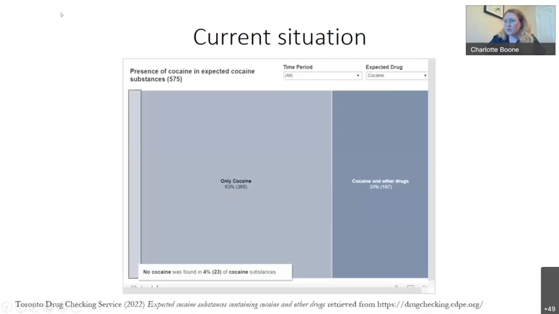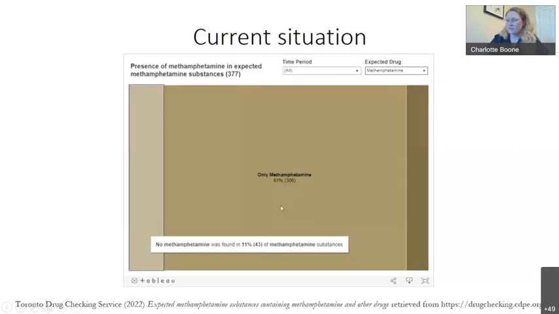And important to note as well, it's not just fentanyl supplies, it's also the rest of the unregulated drug market. So here we see the Toronto Drug Checking Services last 575 samples of what people expected to be cocaine. And a significant portion, 33%, contained cocaine and other drugs, and 4% contained actually no cocaine whatsoever. Again, same with methamphetamine. So no methamphetamine found in 11% of samples.